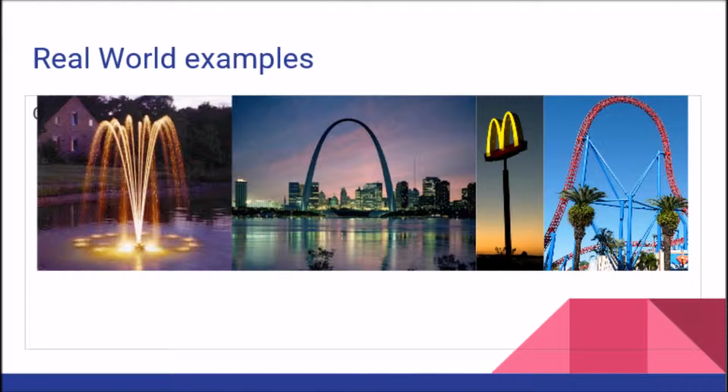To conclude, real world examples can be a roller coaster, throwing a ball, bridges, a water fountain, and even the golden arches of the McDonald's logo.